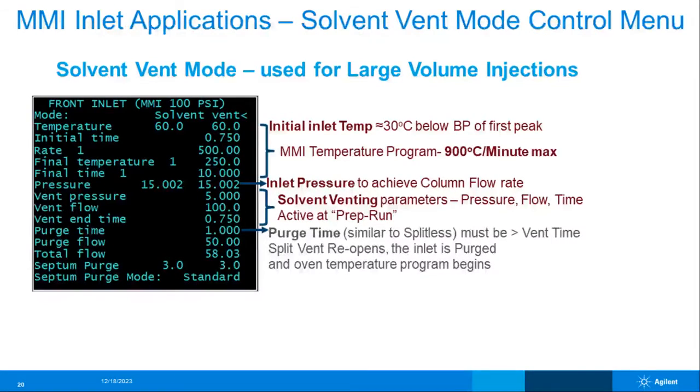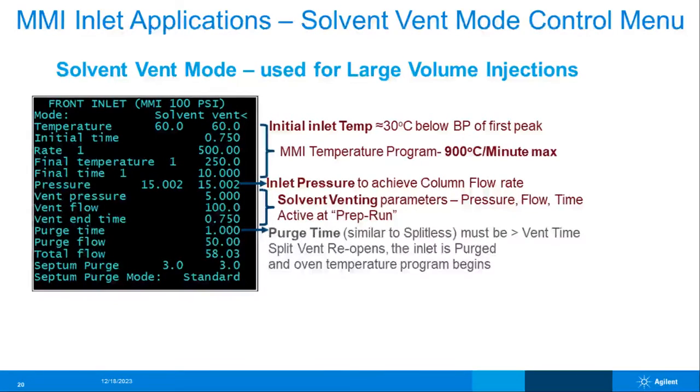So rate 1 is the increase rate on your MMI to the final temperature for your inlet, which this one is set at 250. So the pressure that is listed below that at 15 psi, that is your actual inlet pressure to achieve your column flow. This is the pressure that your inlet will be set at when not actually during the injection procedure itself for the solvent vent. Just below that is the vent pressure. So again, normally a lower pressure with the vent flow, so how much flow you want over it. And this is what is sweeping across that liner and taking your solvent out of the picture.